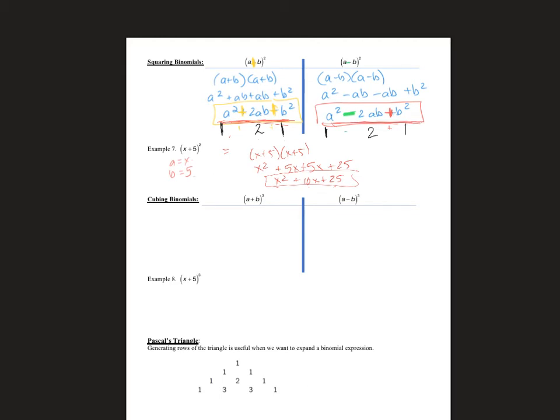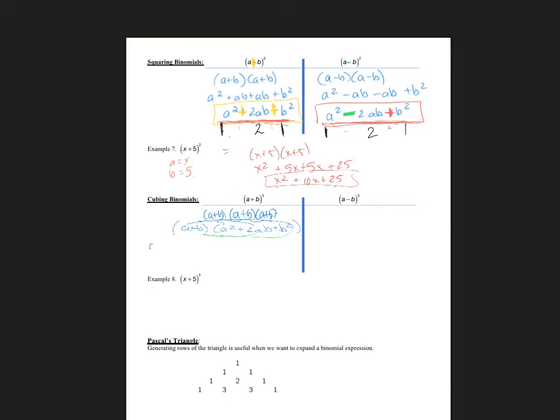Now, what if I'm cubing binomials? Cubing binomials, well, I would be multiplying this binomial times itself, repeating the multiplication 3 times. So I could leave the first one alone and then FOIL these. If you already know it, it makes it easier. And then distribute. And distribute again. And let's see what that would give us.